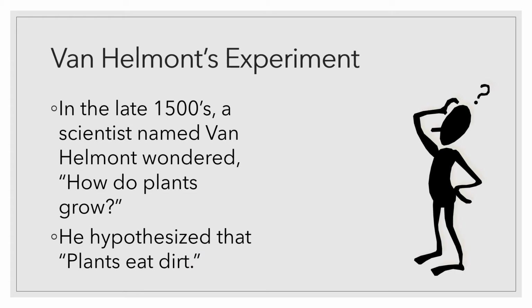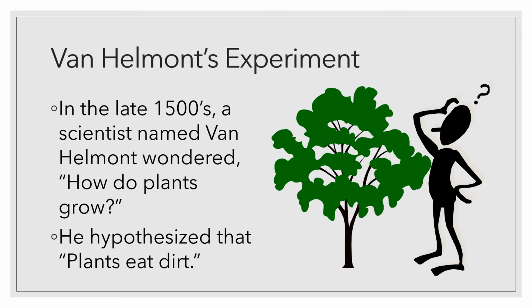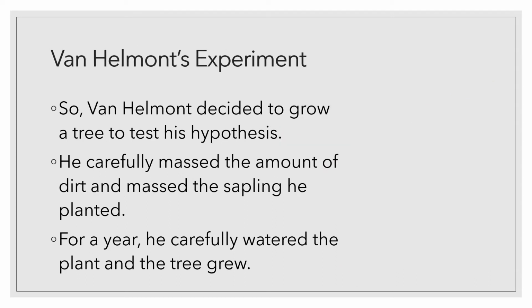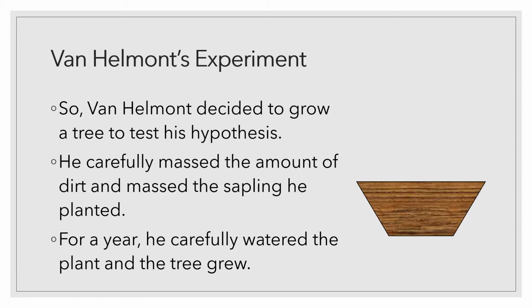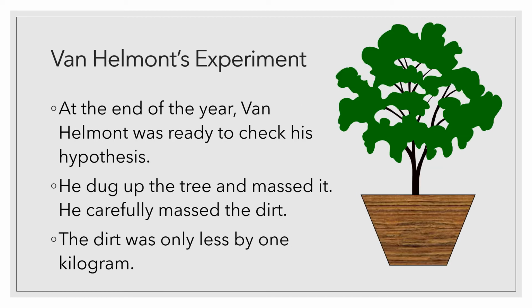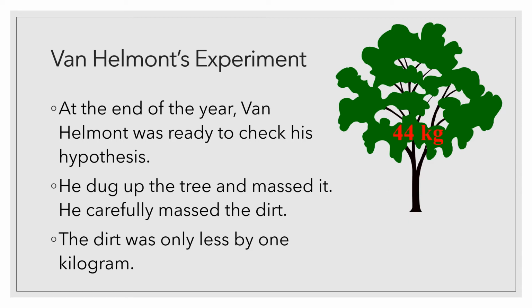In the late 1500s, a scientist named Van Helmont wondered, how do plants grow? He hypothesized that plants eat dirt. So Van Helmont decided to grow a tree and test his hypothesis out. He carefully massed the amount of dirt, and then he massed the sapling as well. For a year, he carefully watered the plant and the tree grew. At the end of the year, Van Helmont was ready to check his hypothesis. He dug up the tree and massed it. He carefully massed the dirt as well. The dirt was only less by 1 kilogram.